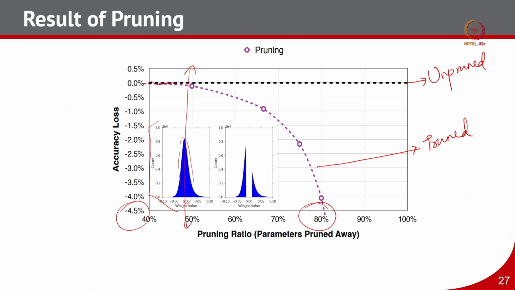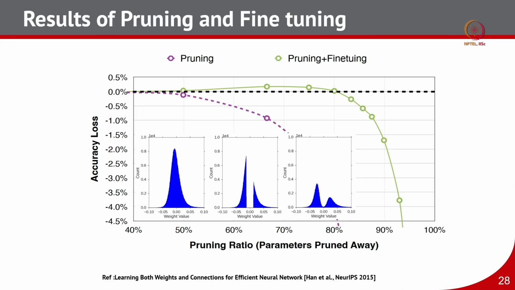Now, the question is, can we recover the lost accuracy performance? That means we want to prune more than 50% of the network, but without sacrificing accuracy. One can do fine tuning. When we say fine tuning, that means after pruning we can train a few layers, maybe the last 2-3 layers. So, one can train the last 2-3 layers, that is the fine tuning.